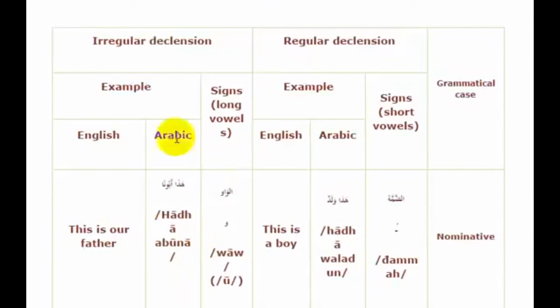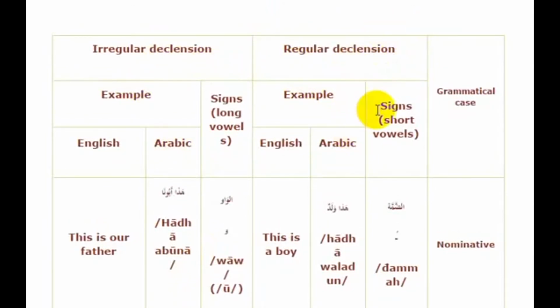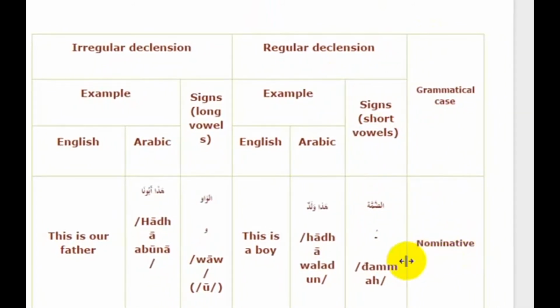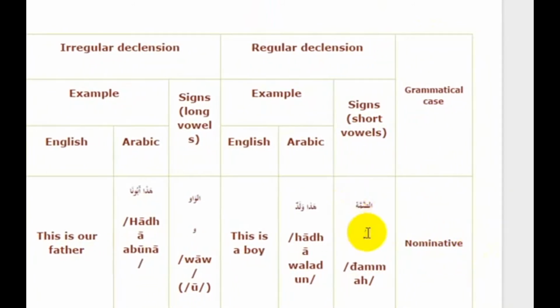That's related to these nouns. Let's see here. This is a regular declension, with signs or short vowels. Short vowels mean dhamma, fatha, kasra. And this is a grammatical case. Nominative, الرافع, nominative here with dhamma. هذا ولد. This is a regular noun, regular declension. And this is a proper name or common name.